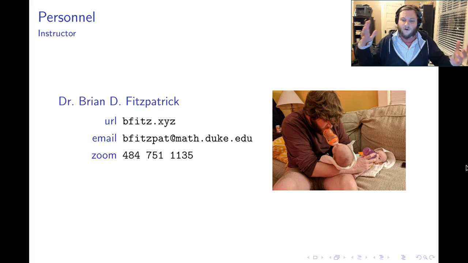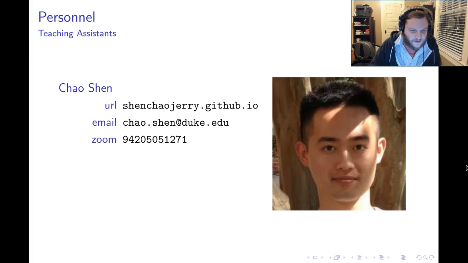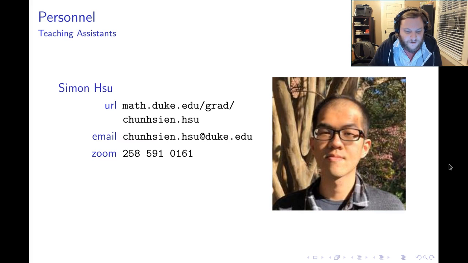So this is a big course. There's over 100 of you organized into 4 discussion sections. So we have 2 TAs which will help run our discussion sections. Chao Shin will run 2 of the discussion sections, I believe the discussion sections that meet Monday and Wednesday. Chao's contact information is listed here. And also Simon Shu. Simon will be running the discussion sections that meet Tuesday and Thursday. And Simon's contact information is here.